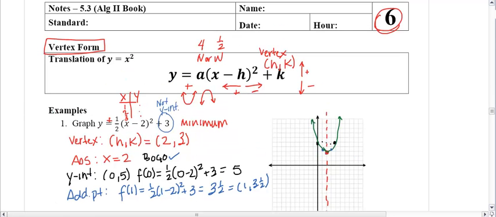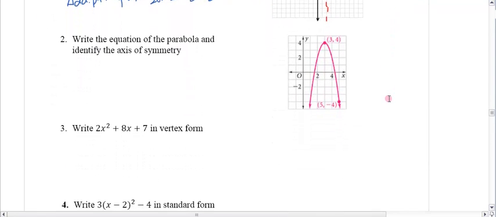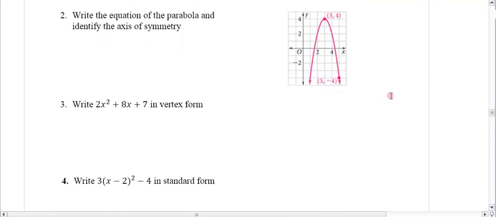All right, let's move down to example number 2. I'll scroll right down here, if I can get this to work right. Here we go. So example number 2, we're going to do the reverse. This is where we're going to write the equation from the graph. We did a little bit of this in that vertex form activity, but we're going to practice again today.